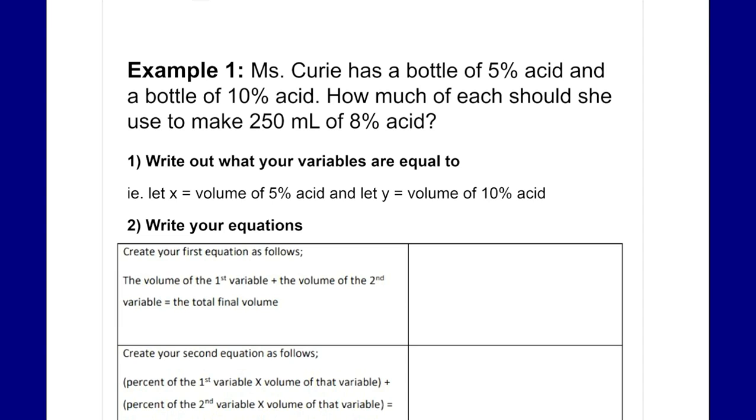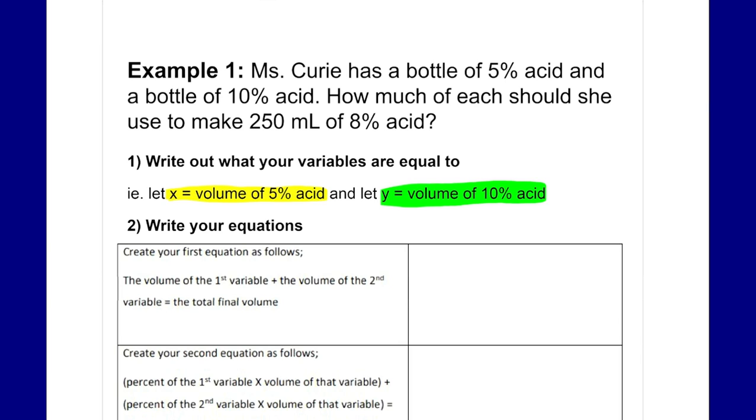First thing we need to do, similar to our other word problems, is write out what our variables are equal to. So we do have two variables. We're going to let x equal the volume of 5% acid, or how much 5% acid we use. And we're going to let y equal the volume of 10% acid. So how much of that did we use?